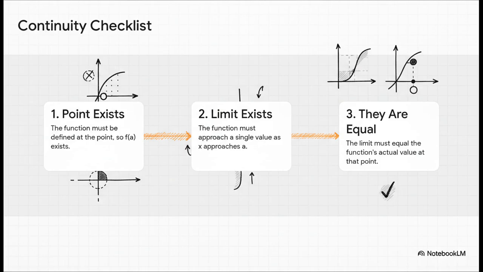This all boils down to a super handy three-step checklist. Number one, the point has to actually exist. If f of a isn't defined, you've got a hole. Easy. Number two, the limit has to exist. That means the function has to be heading to the same spot from both the left and the right. If not, that's your jump. And number three, the most important one. The limit has to equal the actual point's value. If they don't match, you've got that weird misplaced point. A function has to pass all three of these checks to earn the title continuous.